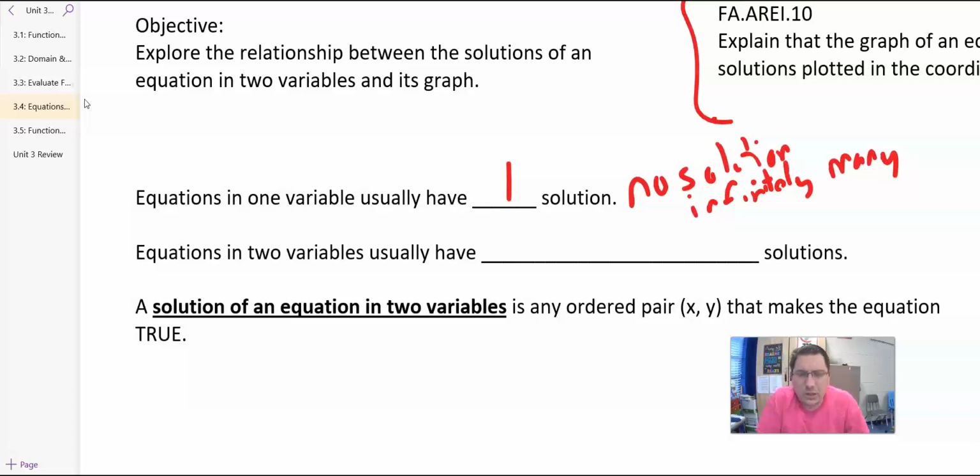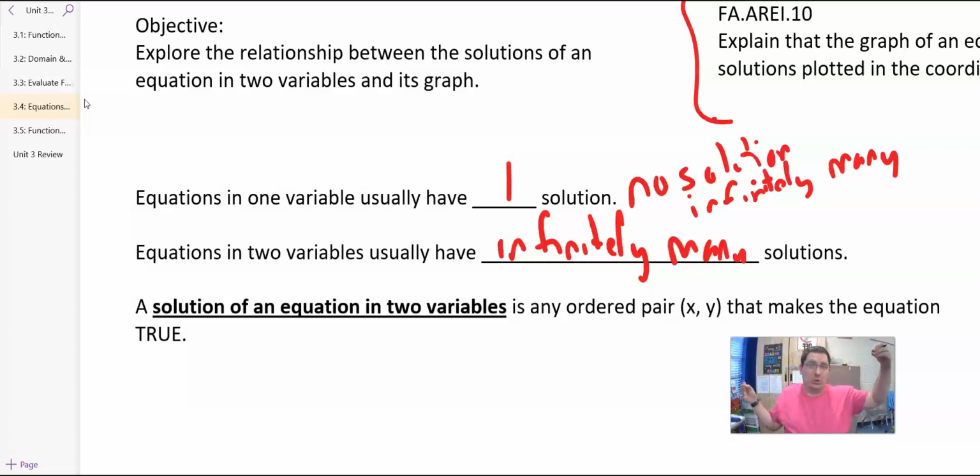Now, equations in two variables will usually have infinitely many solutions, because when we look at these solutions, we're not talking about getting just one individual point on the coordinate plane. When we talk about this equation, we're talking about multiple points that will create some type of line or curve, which becomes all of these points across the coordinate plane that we'll get for our answer.